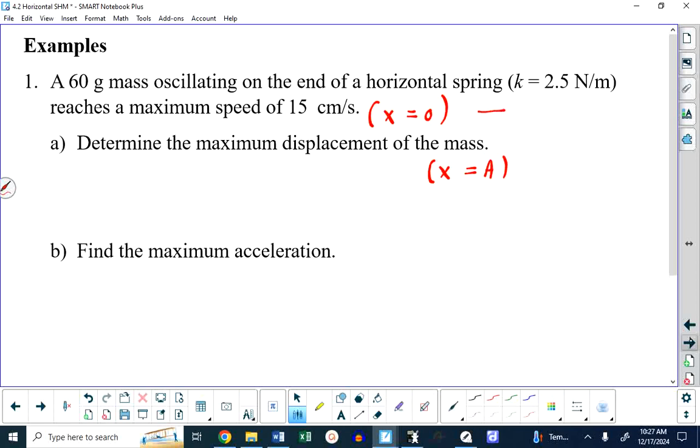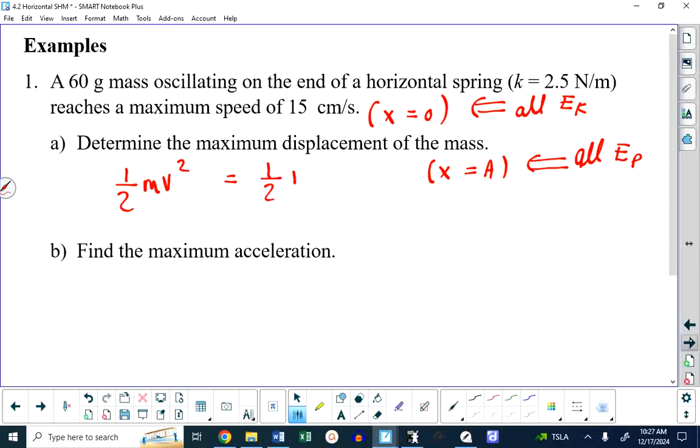So here, the energy is all kinetic. Here, the energy is all potential. But energy is conserved. So however we calculate it, the energy at the equilibrium position and the energy at the amplitude will be the same number. Don't forget, kinetic energy is 1/2 mv squared.